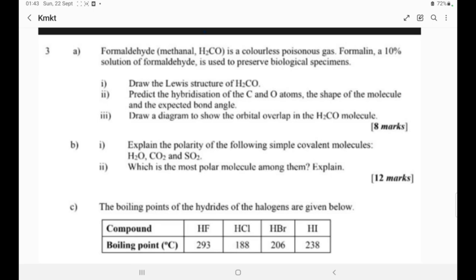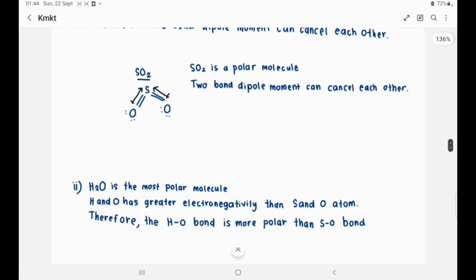For question B(ii), the question is, which is the most polar molecule among them, and explain it. So B(ii) refers to B(i). My answer is H2O is the most polar molecule. H and O have a greater electronegativity difference than S and O atoms. Therefore, the H-O bond is more polar than the S-O bond.